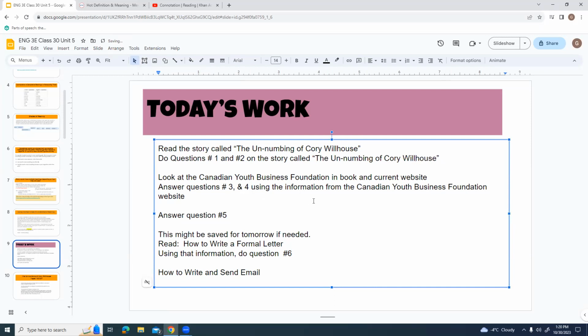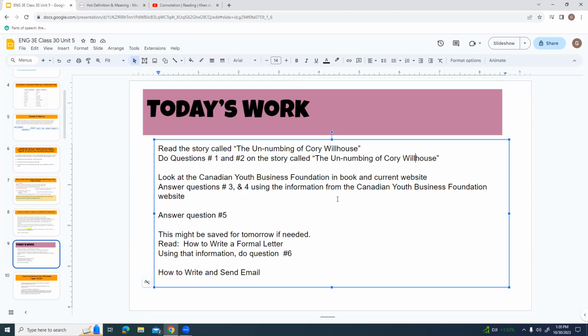Okay. And then we're going to do questions number 1 and 2 on the story called The Unnumbing of Corey Willhouse. Then we're going to look at the Canadian Youth Business Foundation in the textbook and then the current website. And then we're going to answer questions number 3 and 4 using the information from the Canadian Youth Business Foundation. Then question number 5 is kind of related to business, but it's not grounded in any one particular story. And then I've got some other stuff that if we have time, we will do.